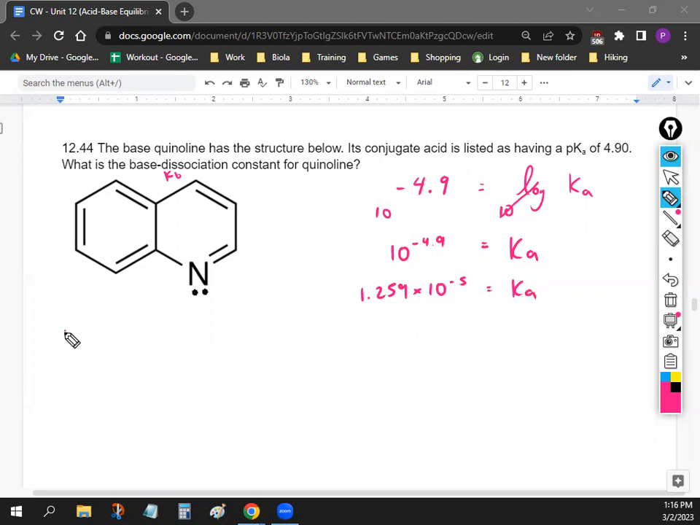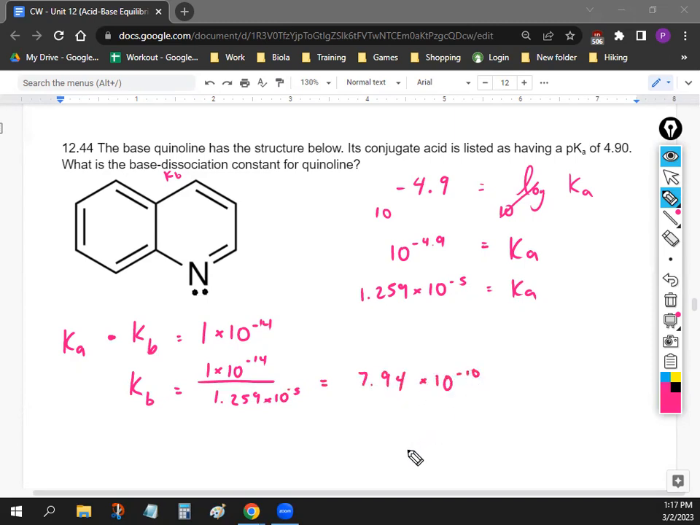Now we also know that Ka times Kb is equal to Kw, which is 1 times 10 to the negative 14. Right? So since we have Ka, we want to find Kb. We can isolate Kb by dividing by Ka on both sides. That's going to be 1 times 10 to the negative 14 divided by 1.259 times 10 to the negative 5. That's going to give us a final answer of 7.494 times 10 to the negative 10.